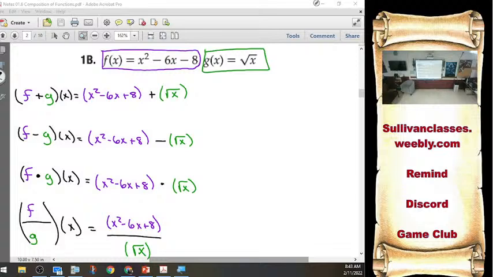Okay, can you properly combine terms? Can you define the domain? Hmm? Is it what? Is it?